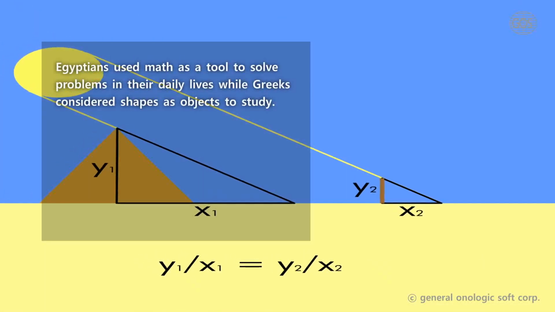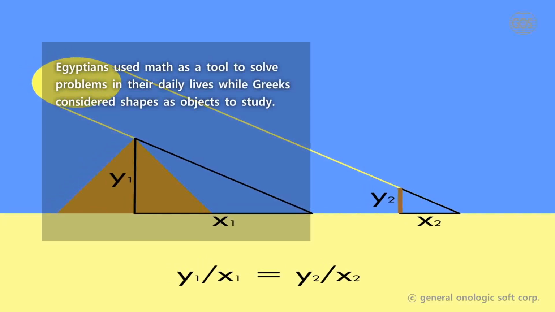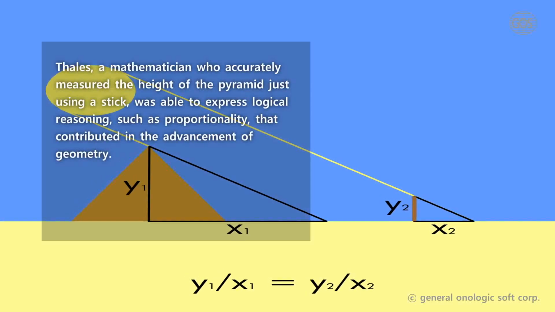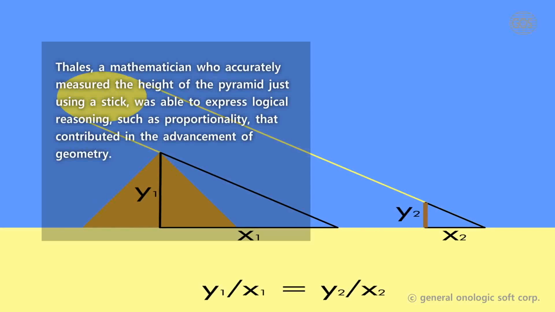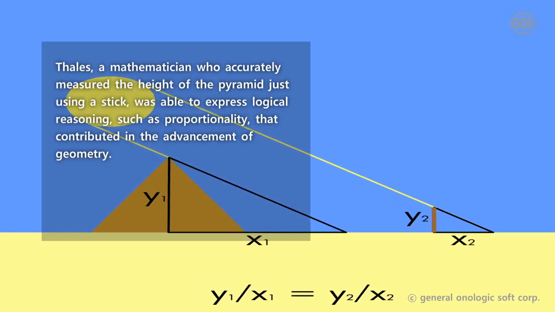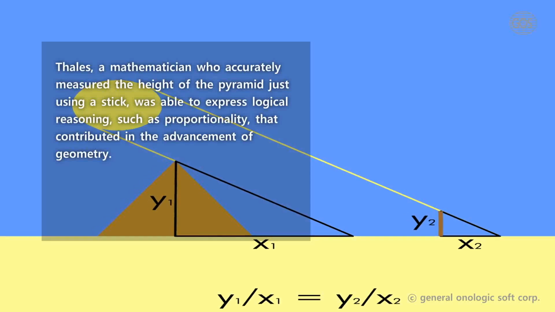Egyptians used math as a tool to solve problems in their daily lives, while Greeks considered shapes as objects to study. Thales, a mathematician who accurately measured the height of the pyramid just using a stick, was able to express logical reasoning, such as proportionality, that contributed to the advancement of geometry.